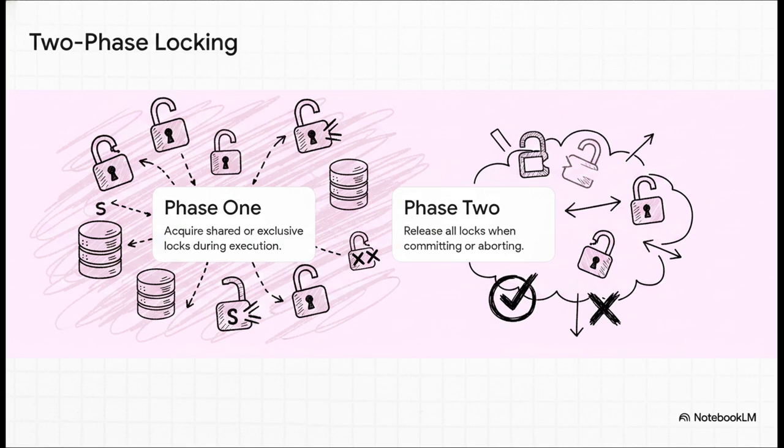The idea here is that if a transaction wants to access data, it must first lock it to stop anyone else from messing with it. It happens in two phases. In phase 1, as the transaction executes, it steadily acquires locks. If it's just reading, it gets a shared lock. If it's writing, it demands an exclusive lock. Then, in phase 2, which only happens at the very end when the transaction commits or aborts, all of those locks are finally released. It's very much an all-or-nothing approach to keeping data safe.